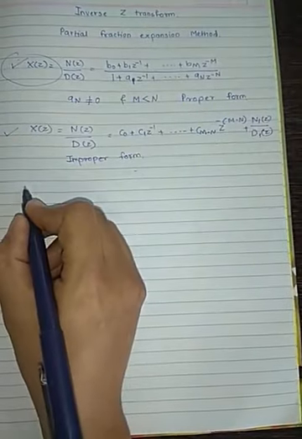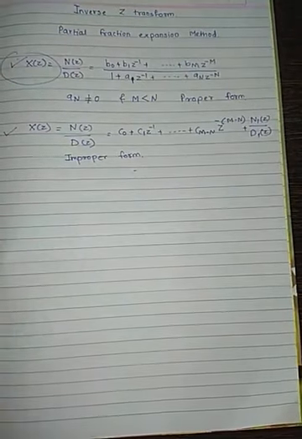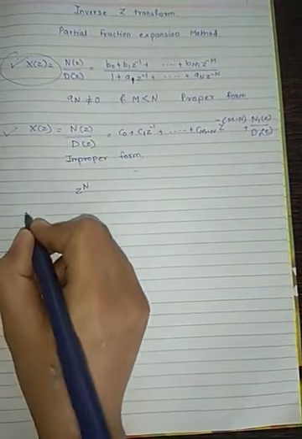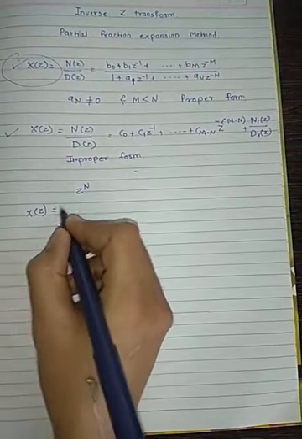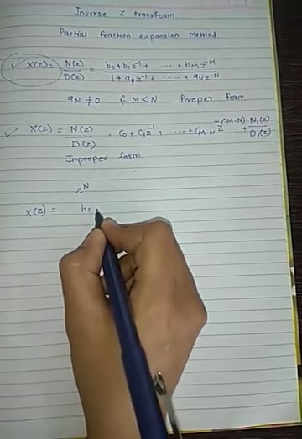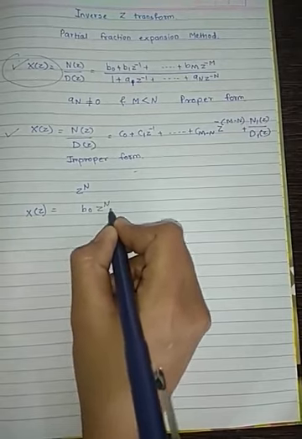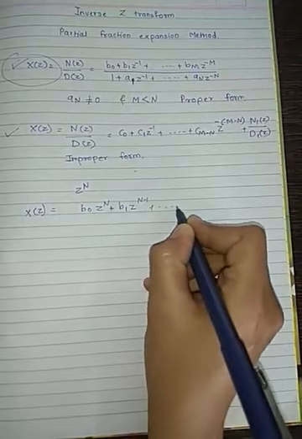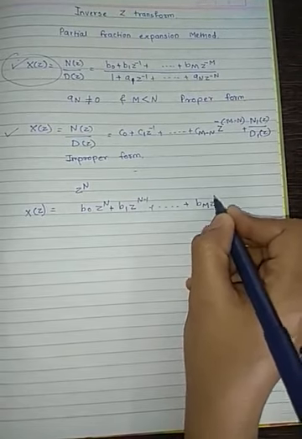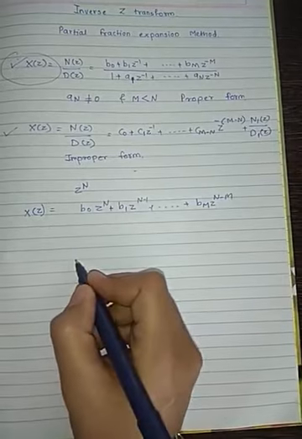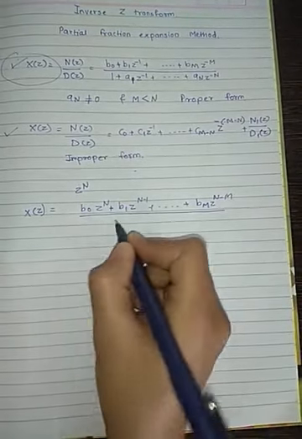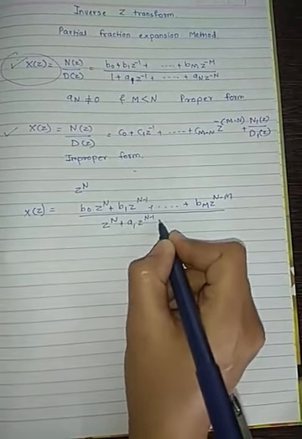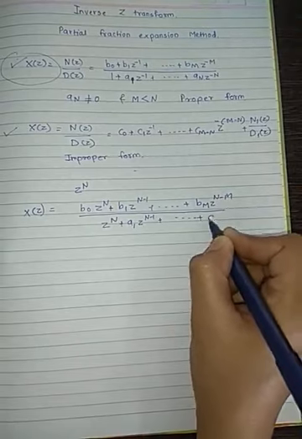We are going to multiply the numerator as well as the denominator by z raised to n. Our new equation then becomes X of z equals b0 z raised to n plus b1 z raised to n minus 1 up to bm z raised to n minus m, divided by z raised to n plus a1 z raised to n minus 1 up to an.